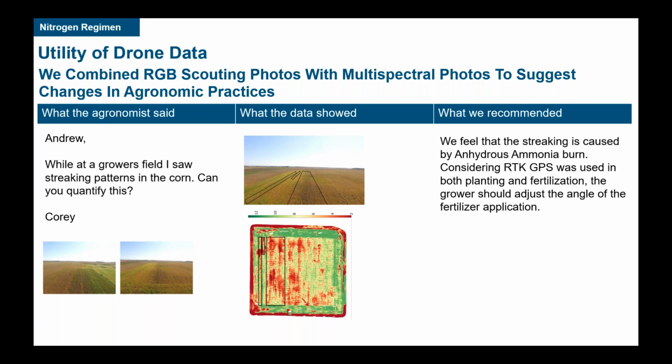And what was really interesting is we actually picked up on damages from nitrogen burn that we didn't pick up with our naked eye. And so from that, we were able to tell the farmer, hey, I know that you're using GPS to guide your planting and to guide your nitrogen application. Because of this burn, you really ought to re-angle your fertilizer application to get this corrected. He did, and this wasn't a problem anymore.